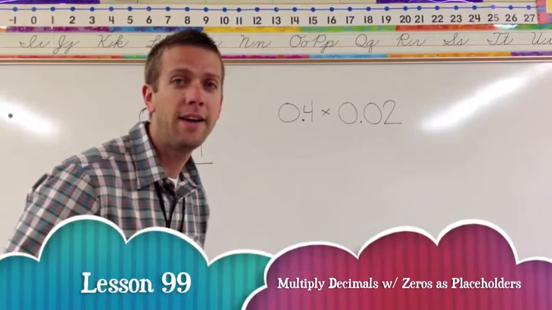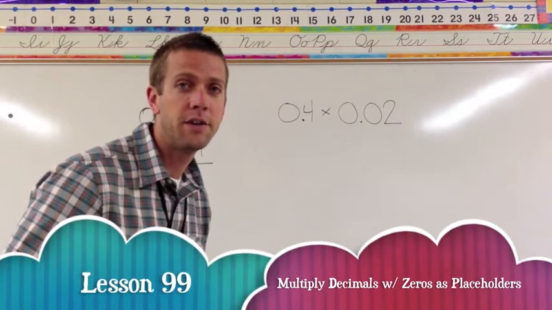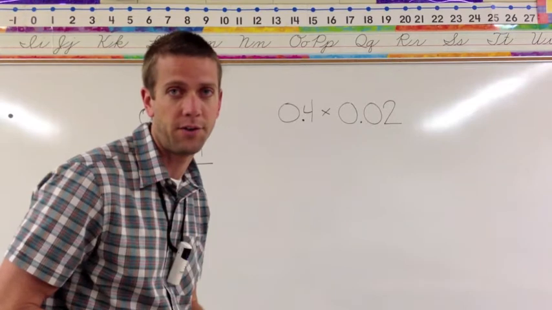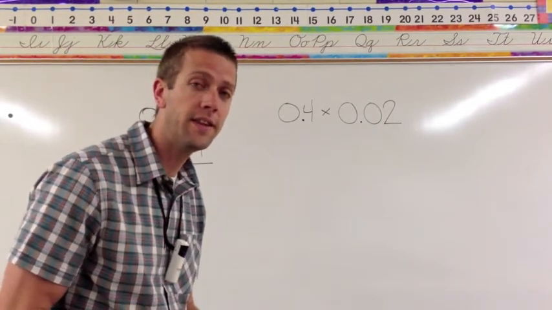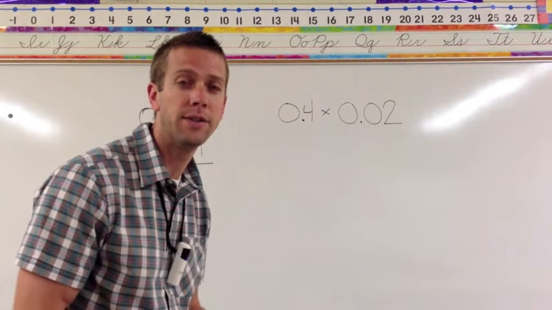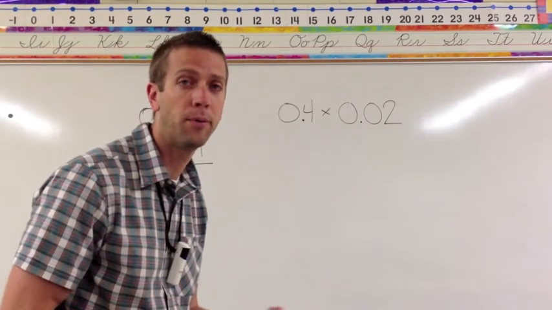Welcome to lesson 99, multiplying decimal numbers using zeros as placeholders. In lesson 98, we learned about multiplying decimals. In this one, we are adding zeros as placeholders in the product.